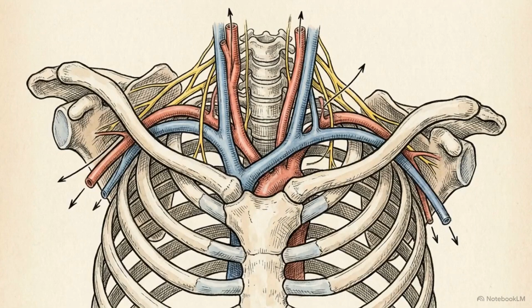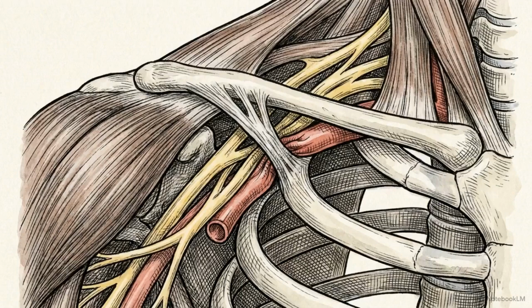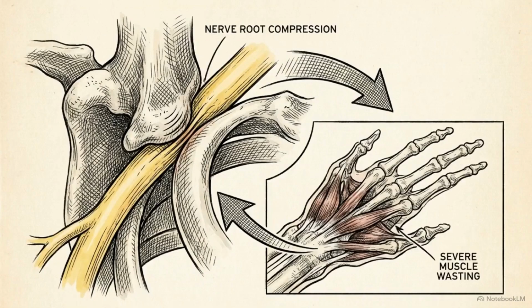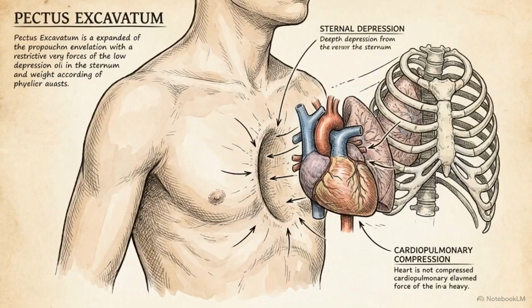At the superior border, the thoracic inlet faces its own anatomical crowding. The presence of a fibrous cervical rib originating from C7 creates thoracic outlet syndrome. This extra rib presents a dual mechanical threat. It can compress the T1 nerve root, causing muscle wasting in the hand, or it can crush the subclavian artery, promoting dangerous thrombus formation. On the anterior chest wall, a depressed sternum characterizes pectus excavatum.